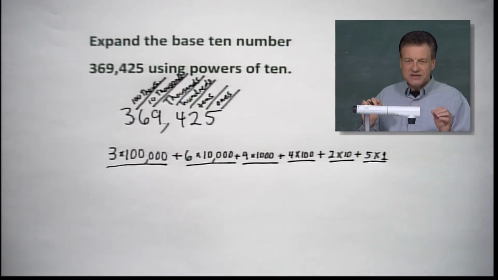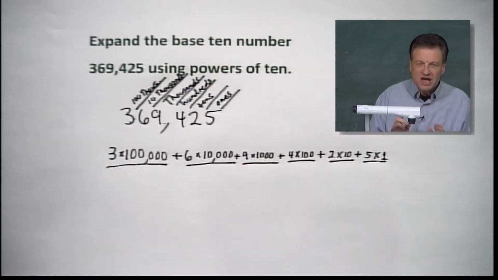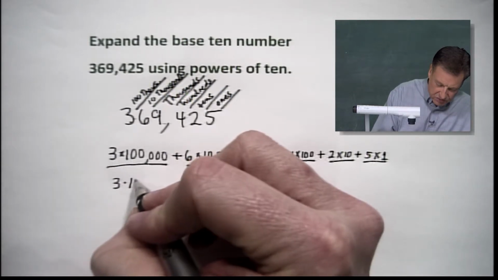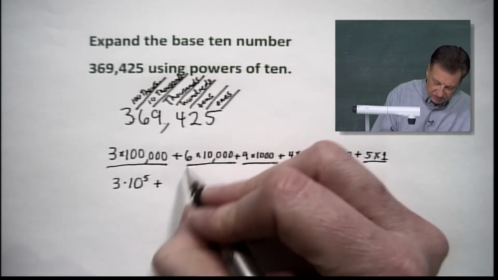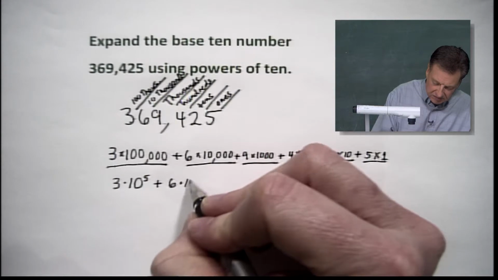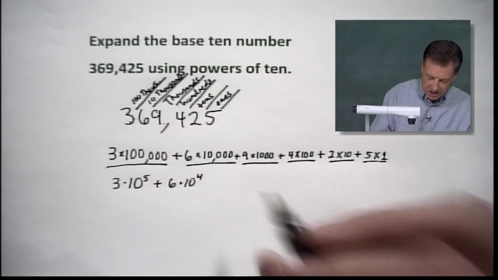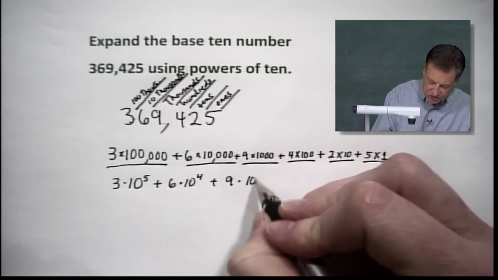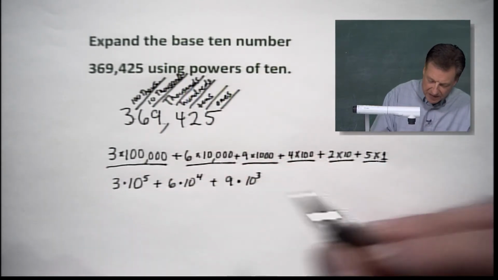Now, how do we write this with powers of 10? That's what I want us to look at. Remember, what is 100,000? We're going to make this like a scientific notation situation. So we're going to have 3 times 10 to the 5th power. There we go. Plus 6 times 10 to the 4th power. There we have it. We're going to keep going here. This one's going to give us 9 times 10 to the 3rd power. I'm going to use the little dots here because it looks a little nicer with the powers.